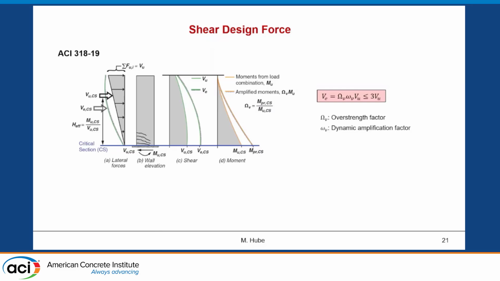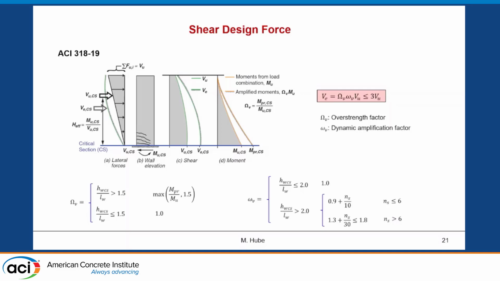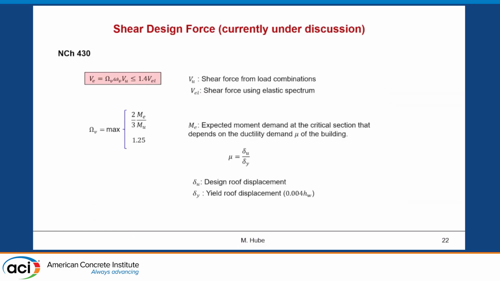Now what we are discussing is the shear design force, because ACI 318 has a shear design with an overstrength factor and a dynamic amplification factor, these two values. This is ACI 318. Now we are discussing what we should do for our walls. We are proposing to use a ductility factor that depends on the displacement demand of the building. If you know where it's located and the period, you can estimate the roof displacement, and using the ductility, you can estimate the flexural demand in the wall. Based on that flexural demand, we can come up with an overstrength factor for designing walls for shear.